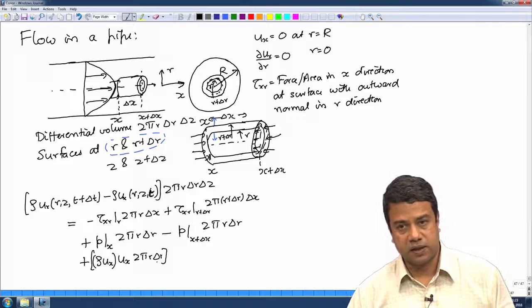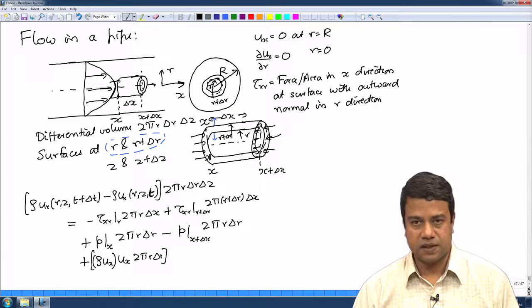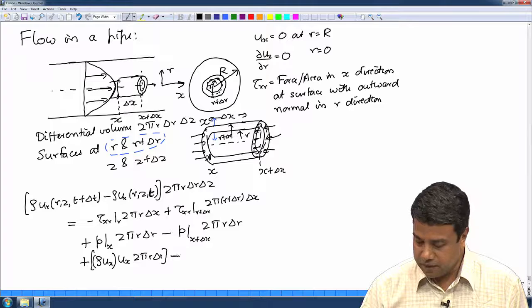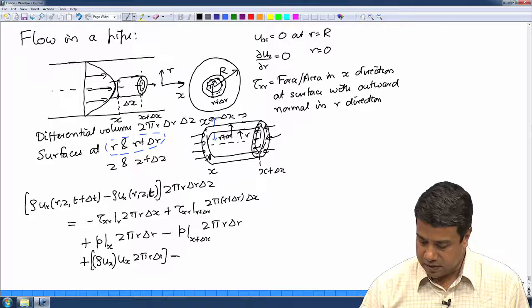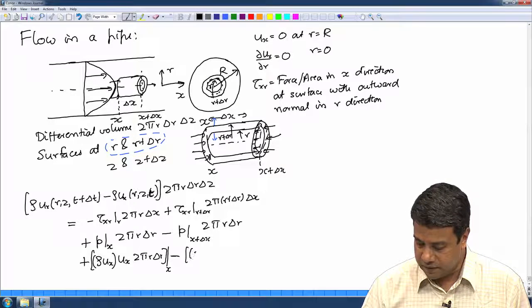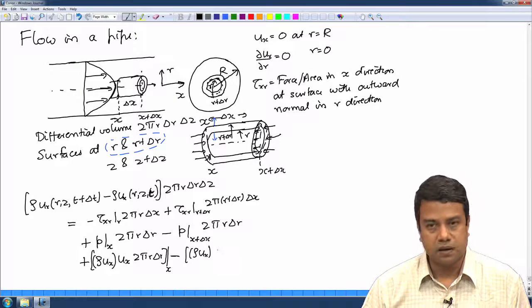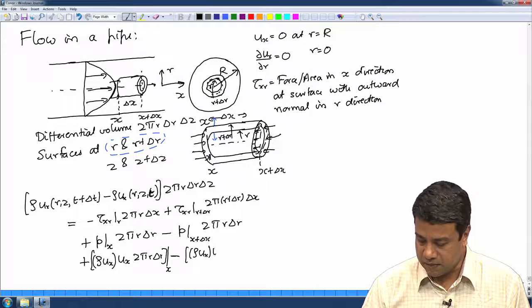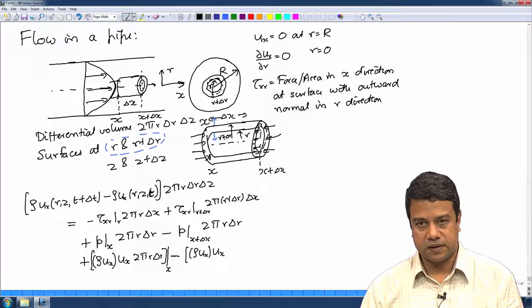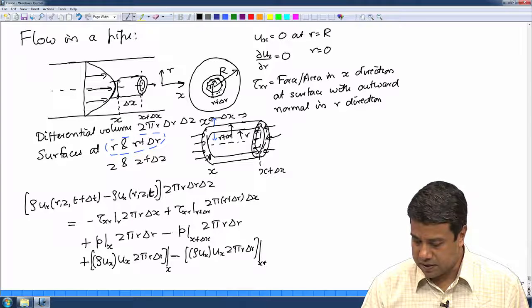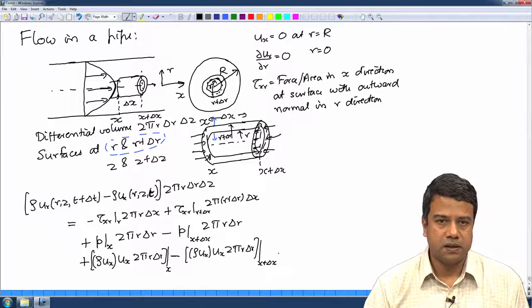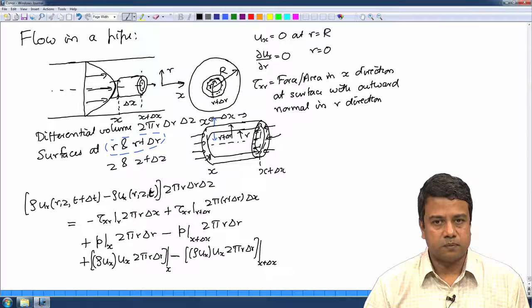There is momentum entering at the location x because the fluid is entering. There is momentum leaving at the location x plus delta x because the fluid is leaving. That is equal to rho ux, the momentum density times the normal velocity, the velocity perpendicular to the surface, which is also ux, times 2 pi r delta r at x plus delta x. So, that is the total momentum balance equation.